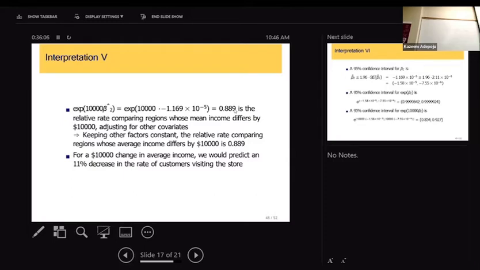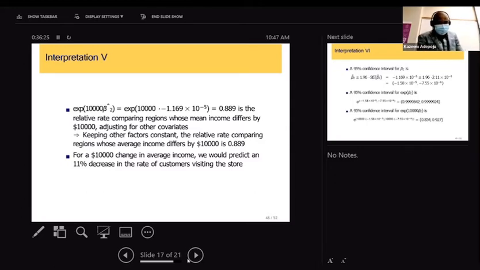And that will be an 11% decrease. Why is it a decrease? Don't forget, the estimate for income is negative. Negative. And look at that, it's giving you 0.889. So that means there is an 11% decrease in the rate of customers visiting the store.